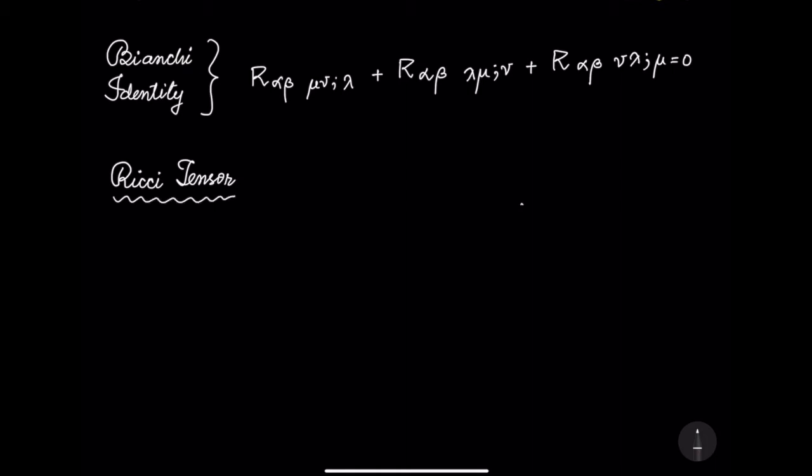So let's define the Ricci tensor. If I call it R alpha beta, it's a tensor of type 0, 2. If I write it in this form, you get this by contracting the Riemann curvature tensor with the first and the third index. You can also show that R alpha beta equals R beta alpha, which is that it's symmetric about its indices.